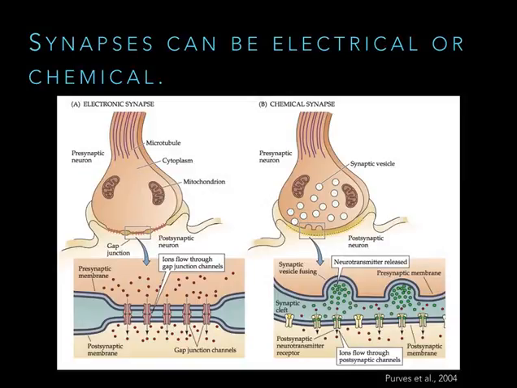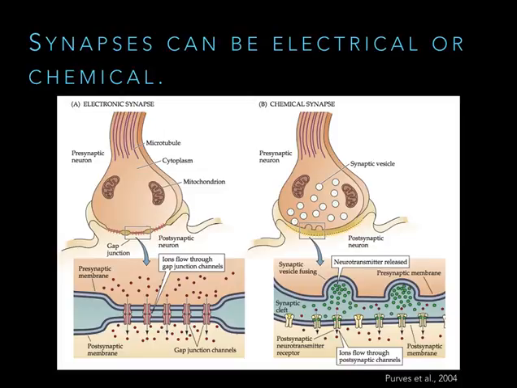A very small minority of synapses in the nervous system are what we call electrical synapses, and these are gap junctions between two nerve cells that allow ions to directly flow from one cell to the other, so that electrical activity that's generated in the presynaptic cell moves directly to the postsynaptic cell. And that's what we see on the left.